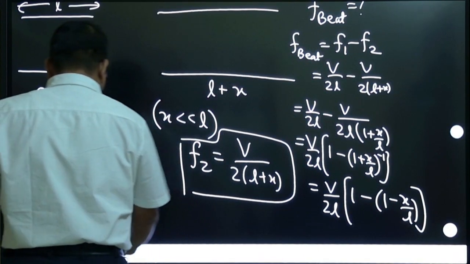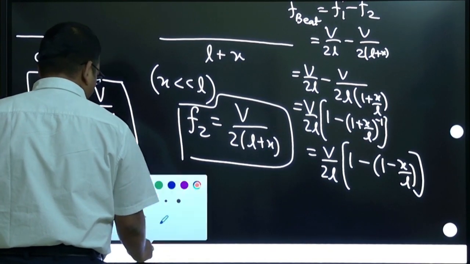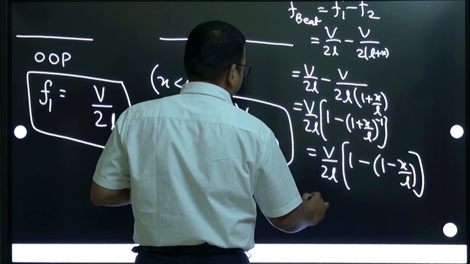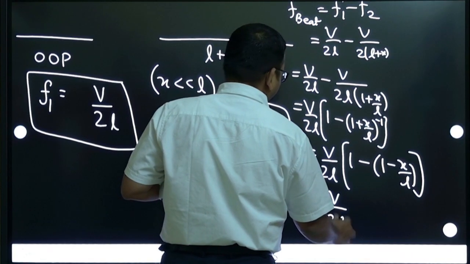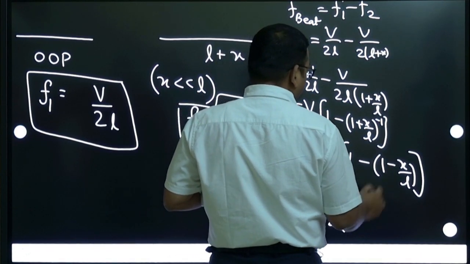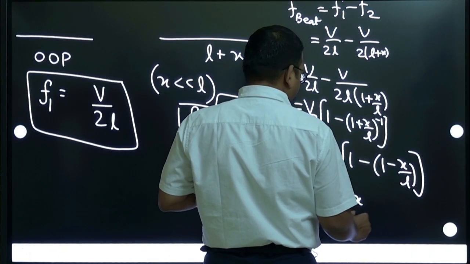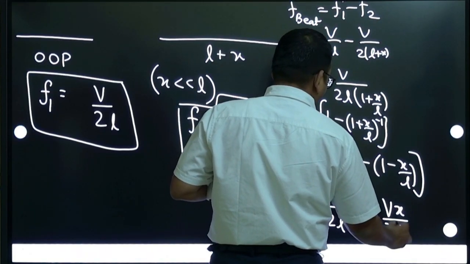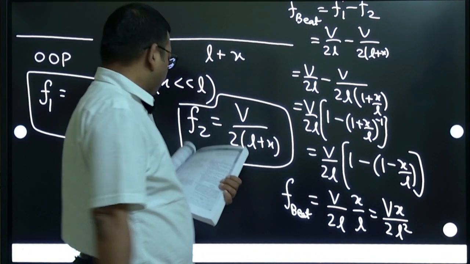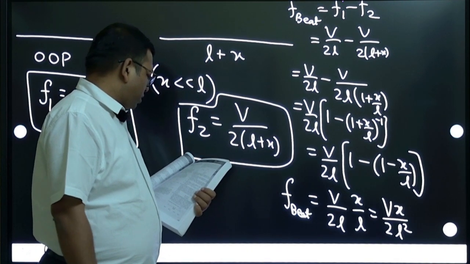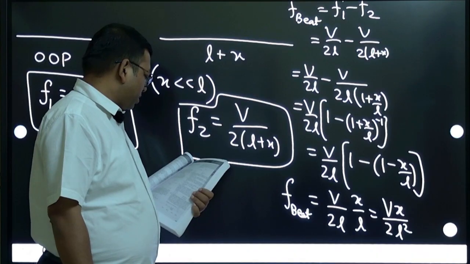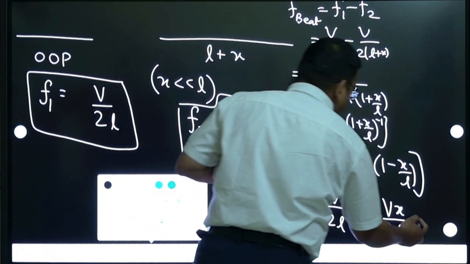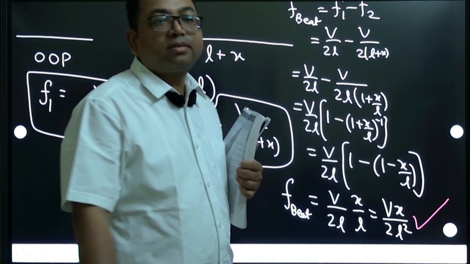So what will you get? The beat frequency will be V by 2L, 1 will get cancelled, X by L will come. So Vx by 2L square. Let us check the answer options. Vx by 2L square, option C is matching. Option C is matching. Correct? Yes.